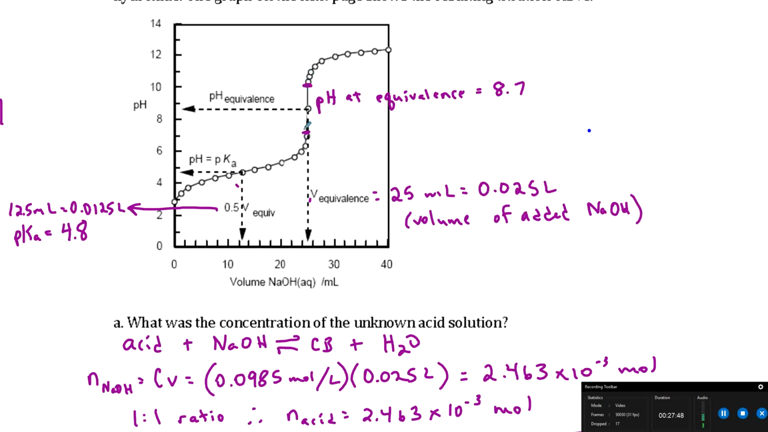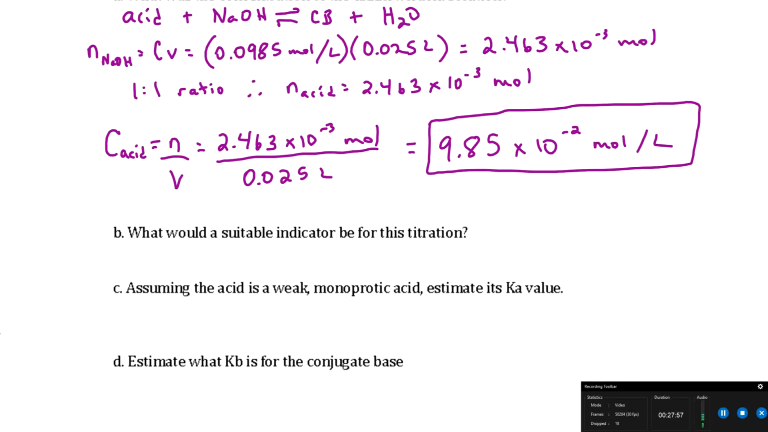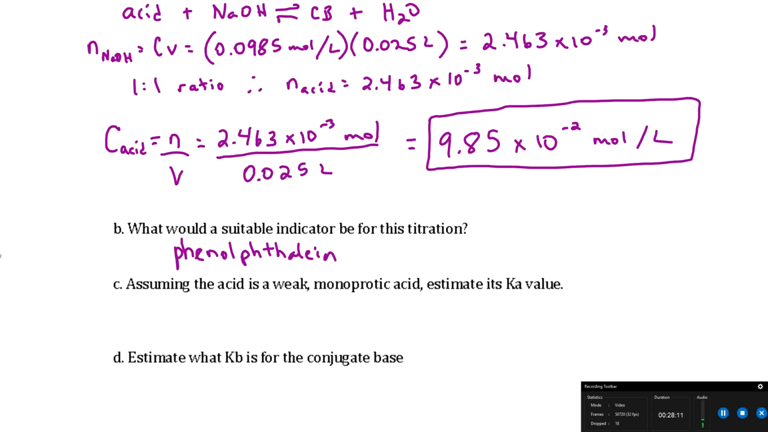So we want an indicator that changes between a pH of 7 and 10. You could go back and look at that list of indicators, but one that changes between 7 and 10 is phenolphthalein. It actually changes between 8.3 and 10. So it would be perfect for this titration.